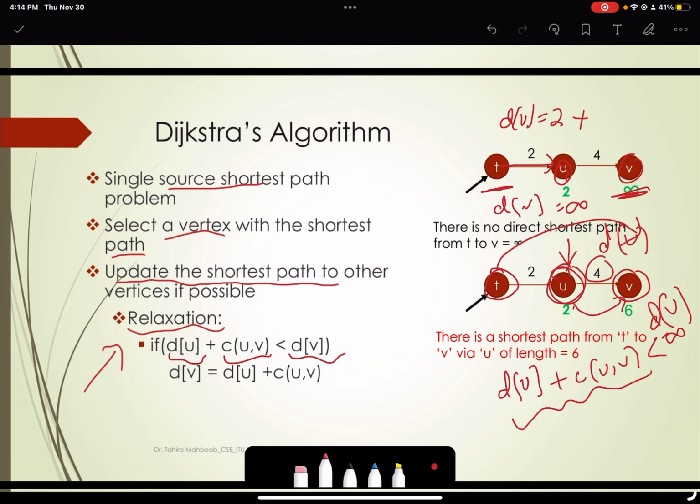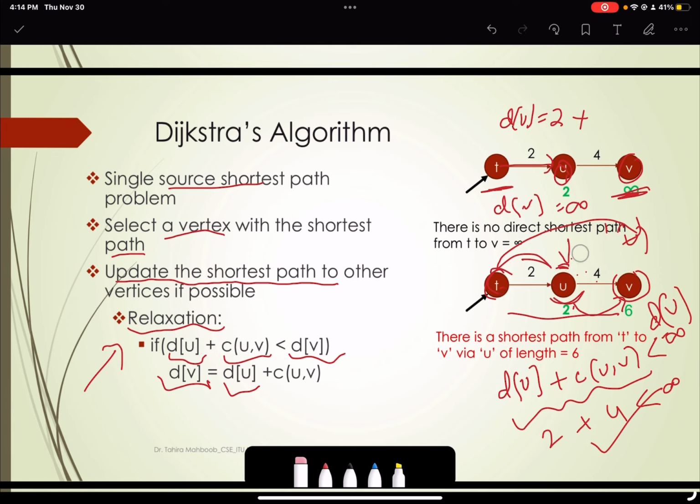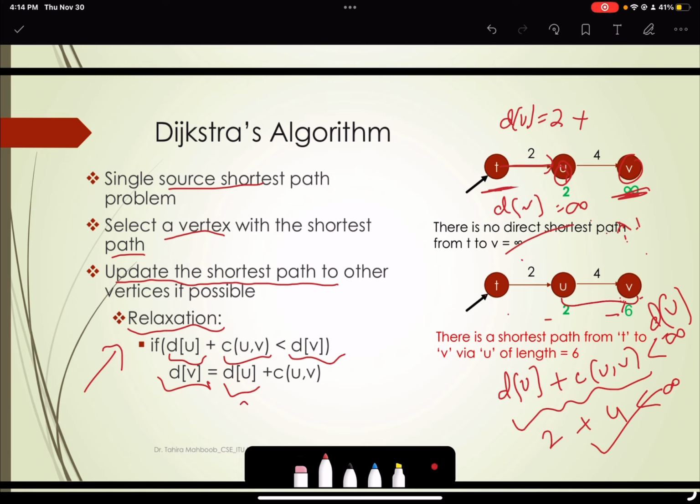dv is infinity, and the cost that we calculated here is 2 plus 4, which is less than infinity. So now we can update dv as the cost from going from d to u, which is 2, and the distance du and the cost from going from u to v, 2 plus 4. So that this dv is updated from infinity to 6. We can have this relaxation condition. So Dijkstra's algorithm is based on this relaxation condition.